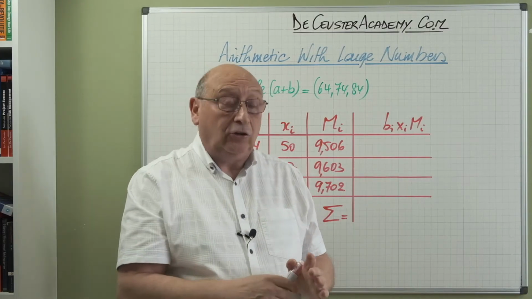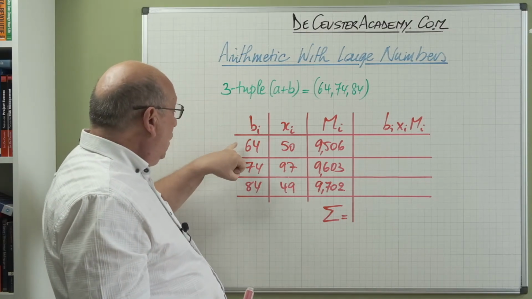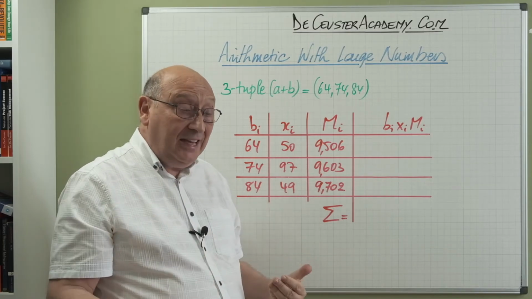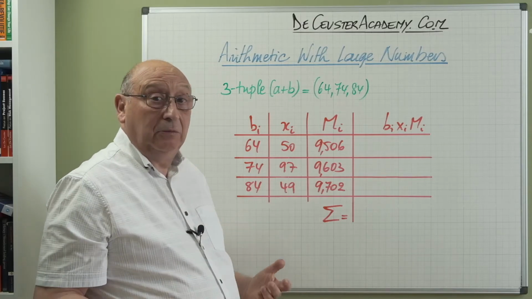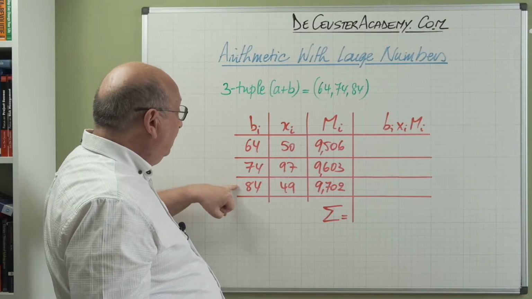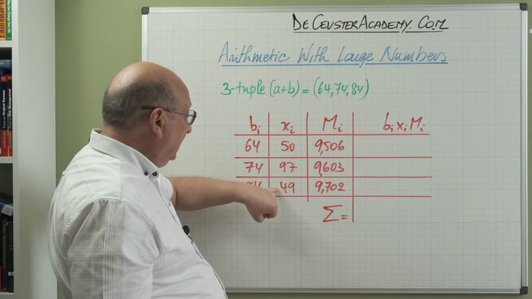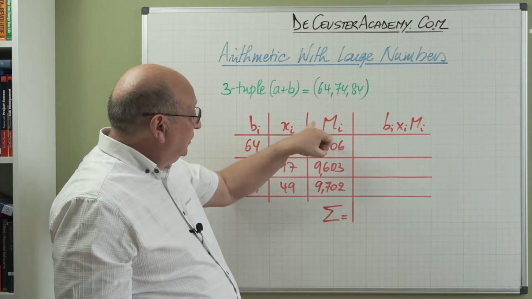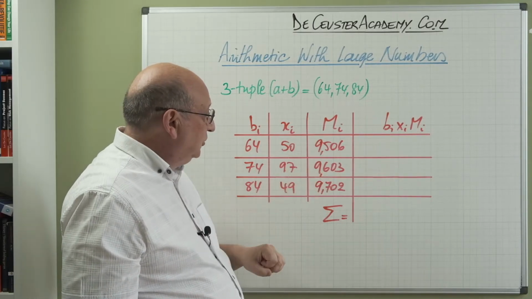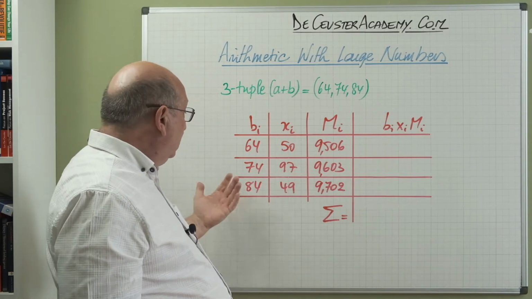We completed the calculations and now we put everything in the table. So in the column of B, we find the three coefficients from the Chinese remainder system, the system of linear congruences: 64, 74, and 84. We found the xi: x1 is 50, x2 is 97, and x3 is 49. And the coefficients mi: 9,506 for big M1, 9,603, and 9,702. What we have to do now is to multiply those.